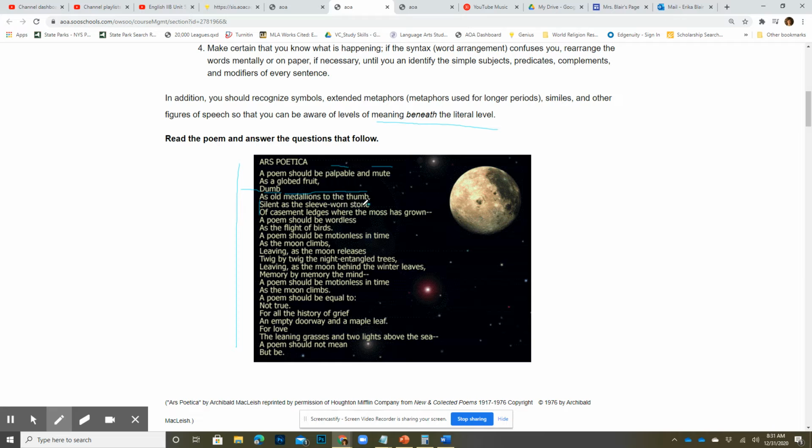And kind of the same idea is given here. Silent as the sleeve worn stone of casement ledges. A casement ledge is like a windowsill. So why would a windowsill be sleeve worn? Why is a sleeve on a windowsill? How are those two things connected? Think about that.